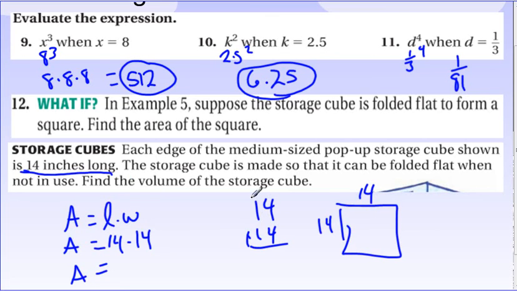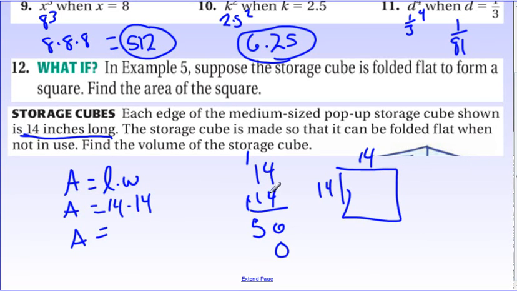4 times 4 is 16. 4 times 1 is 4, plus 1 is 5. Add a 0. 4 times 1 is 4. 1 times 1 is 1. 6, 9, 1. 196 inches squared. Again, area is always squared units.